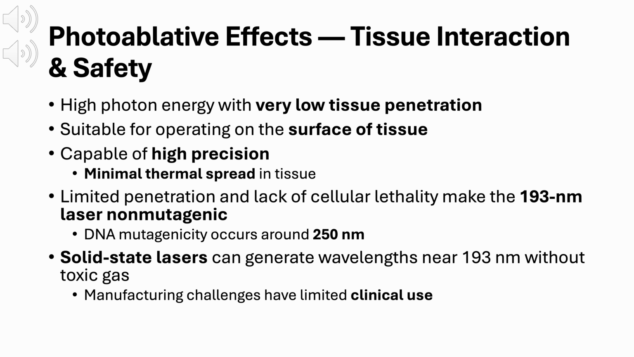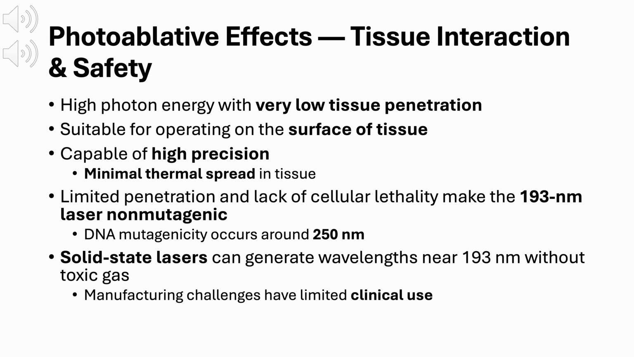Another critical feature is precision. The excimer laser achieves micrometer-level accuracy with minimal thermal spread. Unlike thermal lasers, there is essentially no heat diffusion into surrounding tissue, which preserves adjacent corneal collagen and cellular structures.